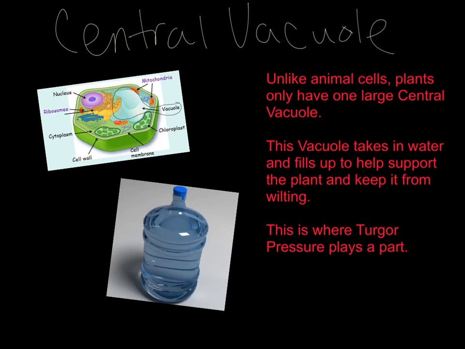The last one that this plant cell has that the animal cell doesn't is what we call the central vacuole. Unlike animal cells, plants only have one large central vacuole, not many little ones. This vacuole takes in water and fills up to help support the plant and keep it from wilting, when it starts to fall over, when it starts to die out. So this is where turgor pressure plays a part. We learned about turgor pressure this year also. That force, when the plant takes in the water to help it stand up nice and straight. Well, that's exactly what the central vacuole helps the plant do. It fills up with the water and it helps those cells stand up straight to give the plant the structure that it needs.